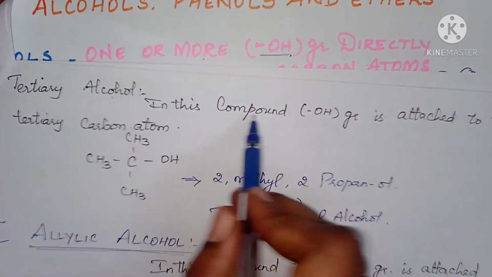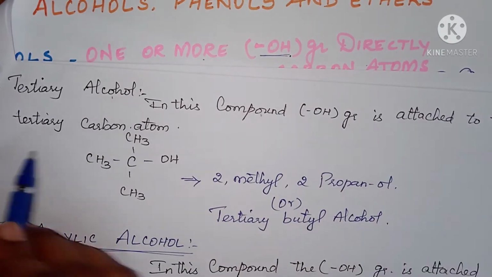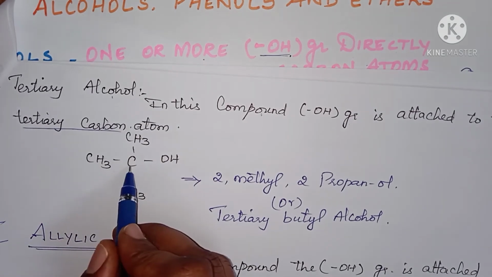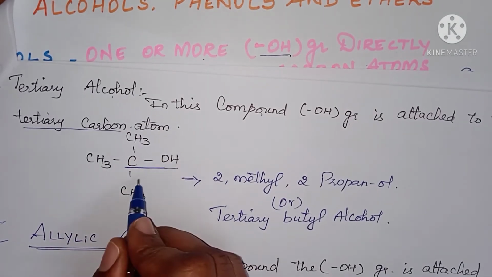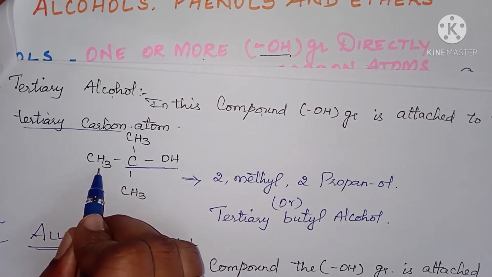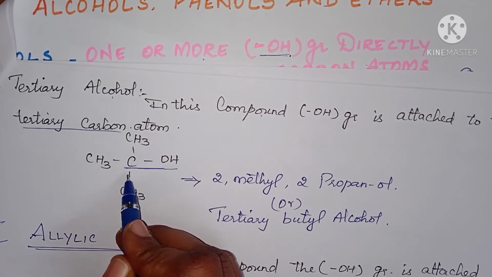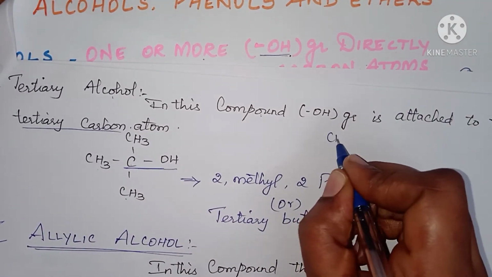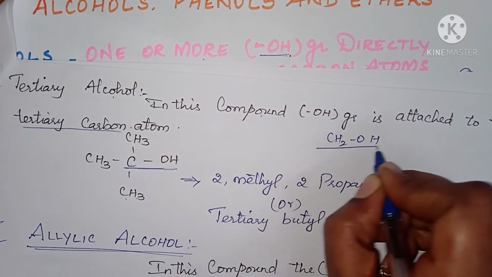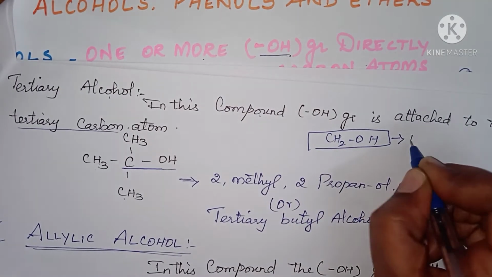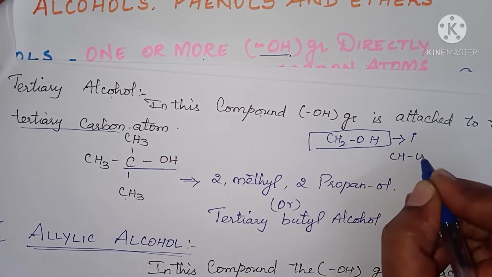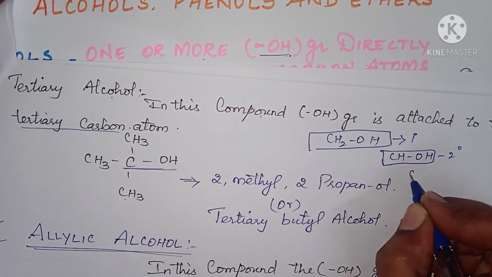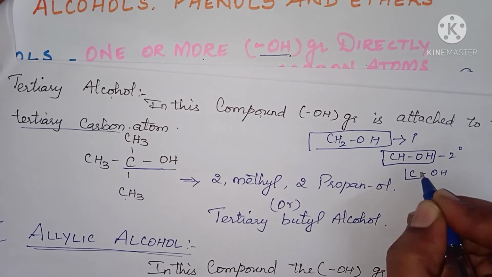Next one, tertiary alcohol. In this compound, the OH group is attached to a tertiary carbon. So what is a tertiary carbon? Here it is actually a C-OH group, with one CH3 here, one CH3 here and OH. Here is a trick: CH2OH is primary. CHOH is secondary. COH is tertiary.